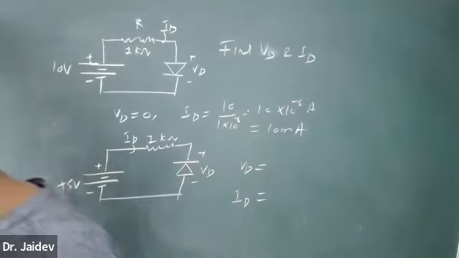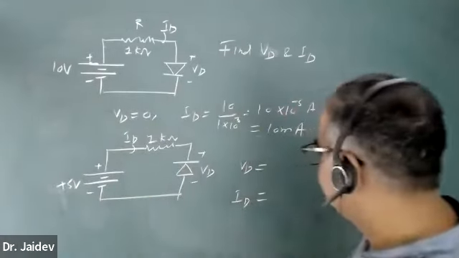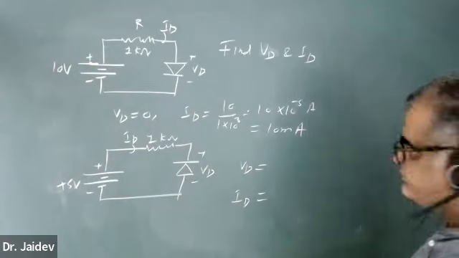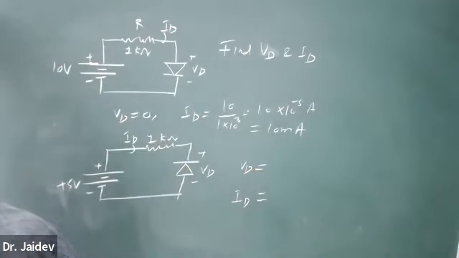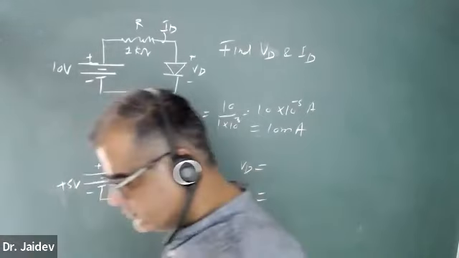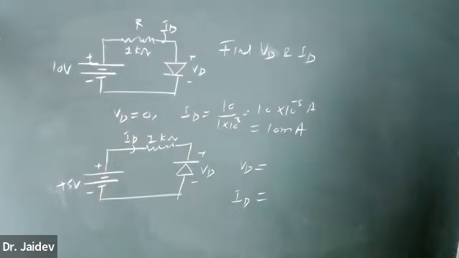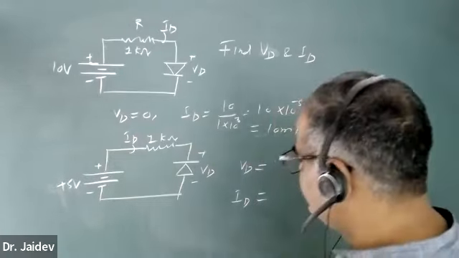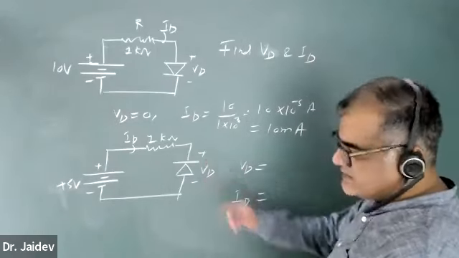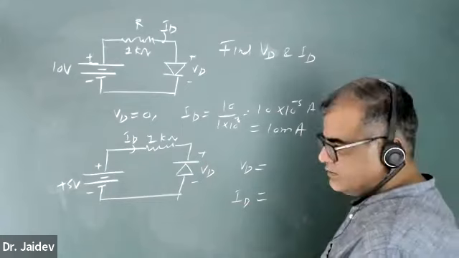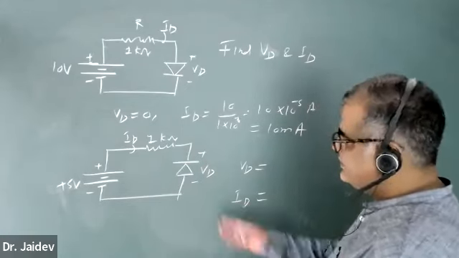Lakshmi, what is VD? Sir, in the first one, it will be forward bias, right? VD is minus 5 volt. You just check what I'm saying. VD is zero because forward bias is short. Is it reverse bias or forward bias? Reverse.